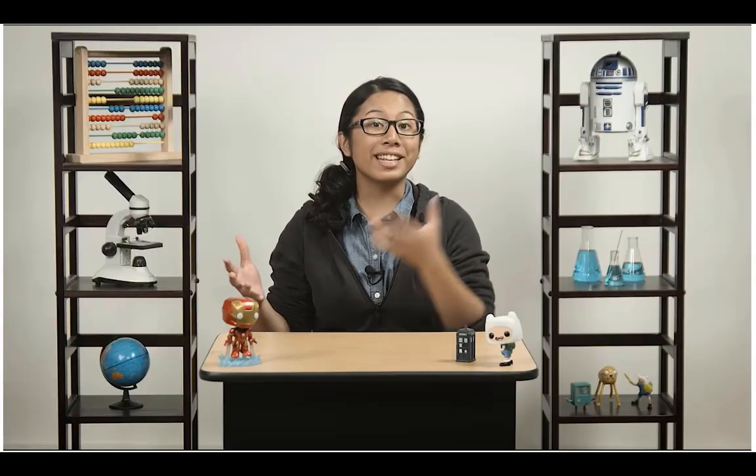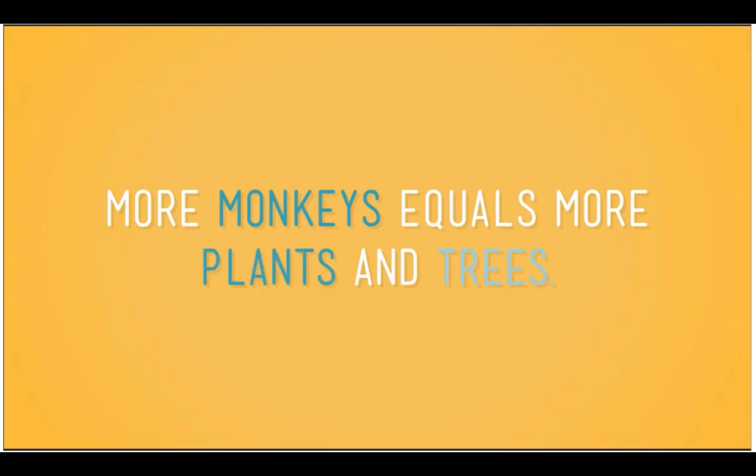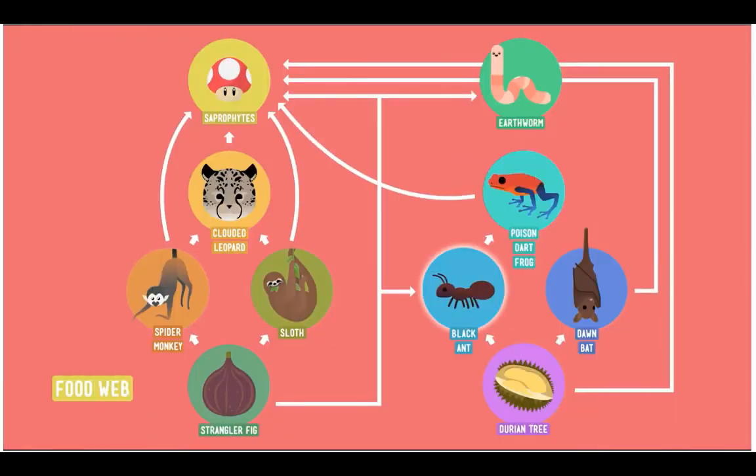Imagine thousands of monkeys eating thousands of fruits every day. More monkeys equals more plants and trees. Those trees support lots of other animals. Insects and sloths eat those plants too. And more spider monkeys, insects, and sloths mean more food for carnivores.